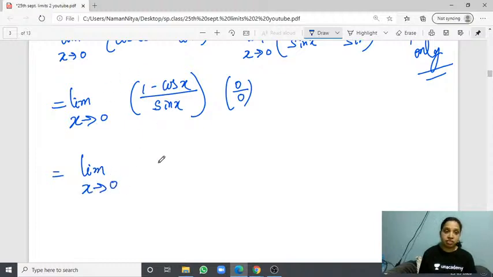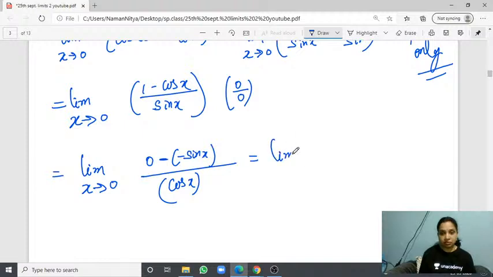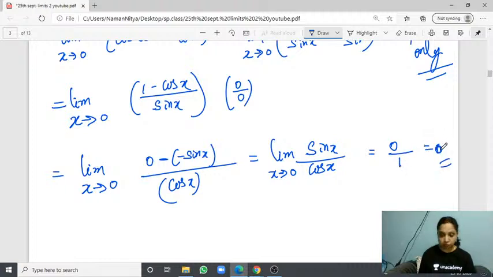So if I'm differentiating the numerator, I'll get 0 minus cos x, whose differentiation is minus sin x. And sin x differentiation is cos x. So this is limit minus minus plus sin x by cos x. You can just take this as tan x also, or you put x equal to 0 in this. You will get 0 by 1, that is 0. So 0 will be the answer for this one.